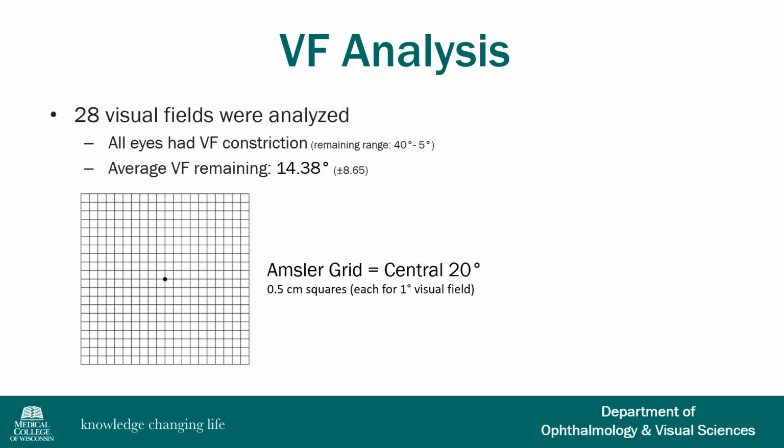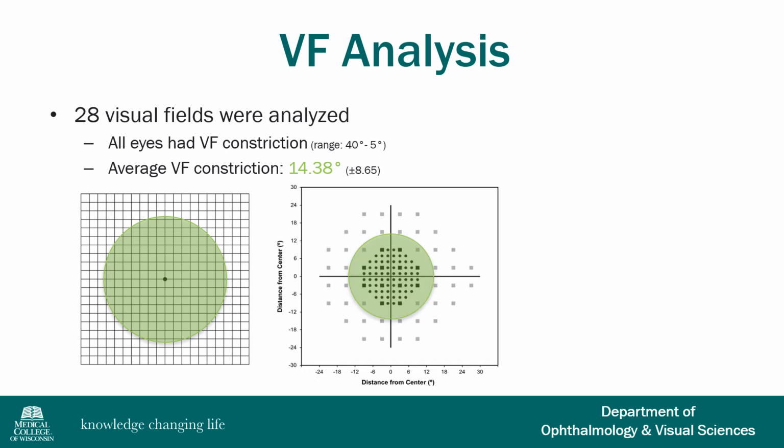20 visual fields were included in this series. All eyes had some visual field constriction, and the range was 40 degrees to 5 degrees of remaining visual field, with the average being 14.38 degrees. When considering an Amsler grid, which tests the central 20 degrees of vision with each half centimeter square representing 1 degree of visual field, we see that an overlay of our 14.38 degrees encompasses this area of the Amsler grid. And here is the same concept overlaid on a Humphrey visual field 24-2.